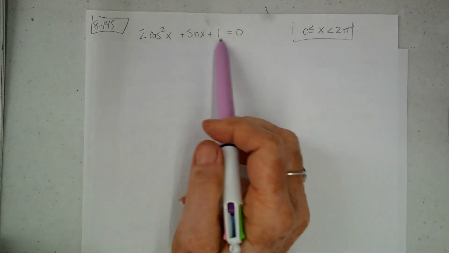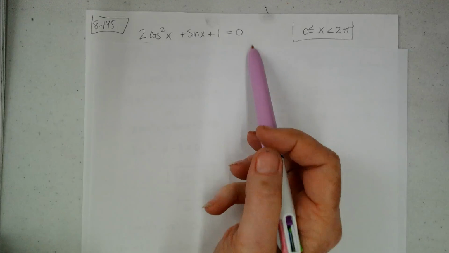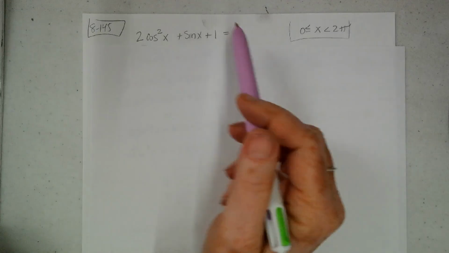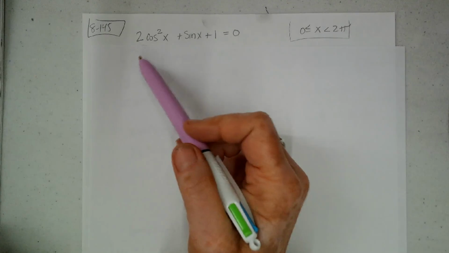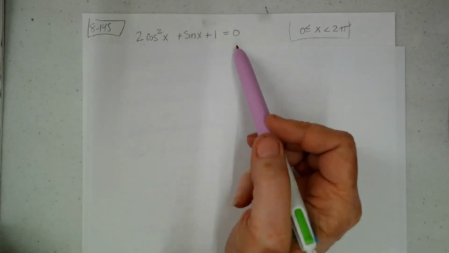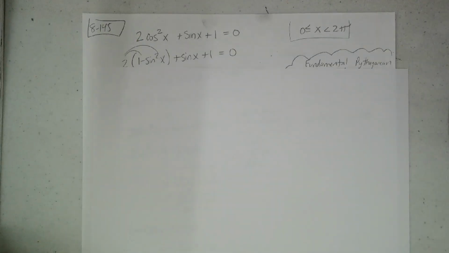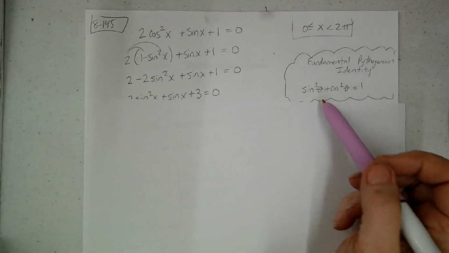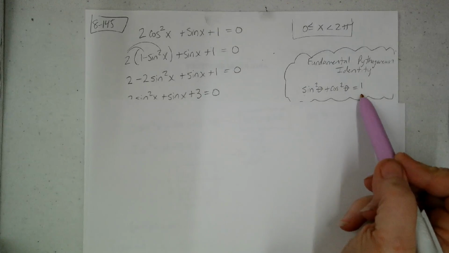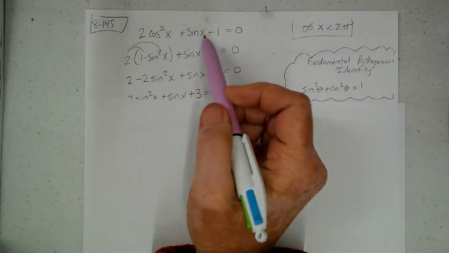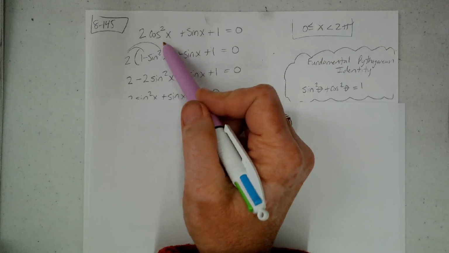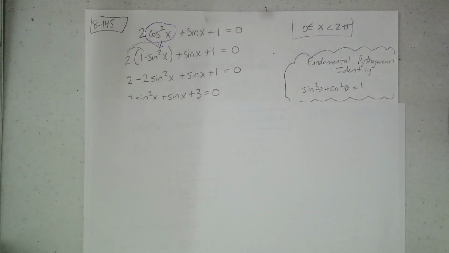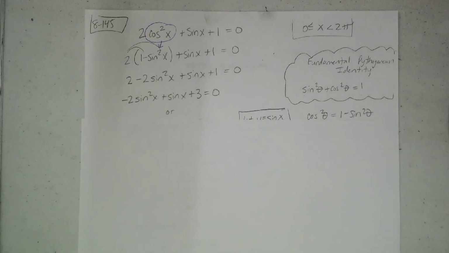Sometimes if you're asked to solve something like this, that could be a little difficult. So the first thing you want to try to do is get the whole thing either in sine or in cosine, so it's all in the same trig function. So what you can do with that is go ahead and use the fundamental Pythagorean identity, and hopefully you can see that I substituted in for cosine squared theta.